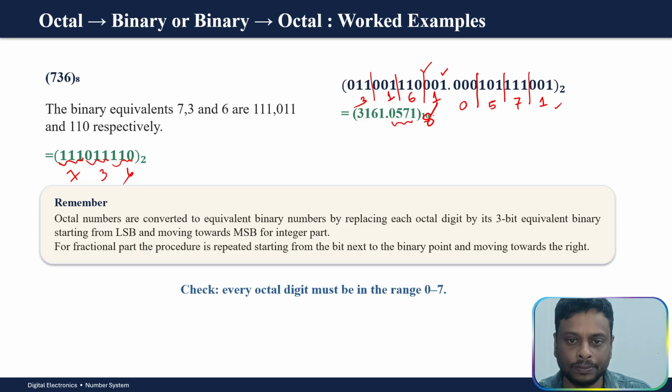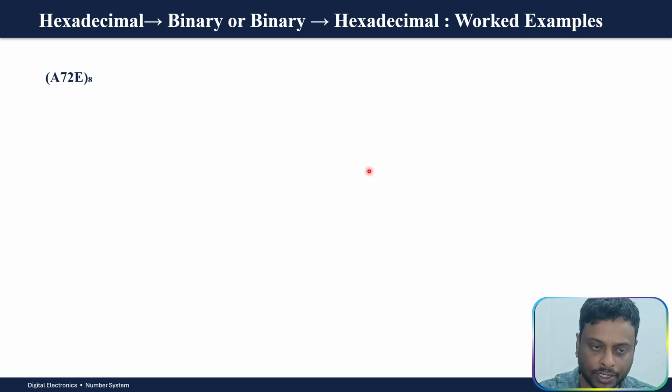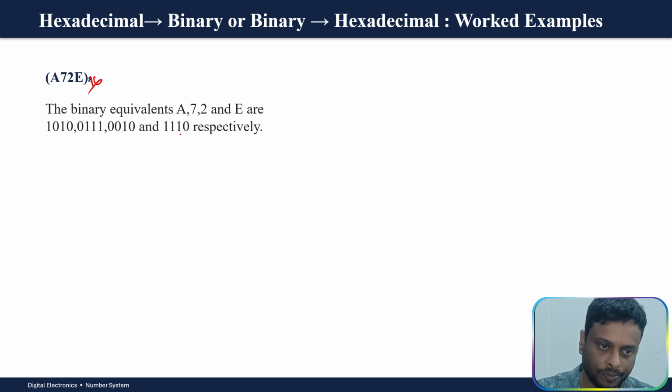Okay. So the last case is your hexadecimal to binary and binary to hexadecimal. So this is the number which is in the hexadecimal. Sorry, this is the hexadecimal, so you need to write here 16. So you need to find out the binary equivalent. You can take the binary equivalent of A, then 7, then 2, then E.